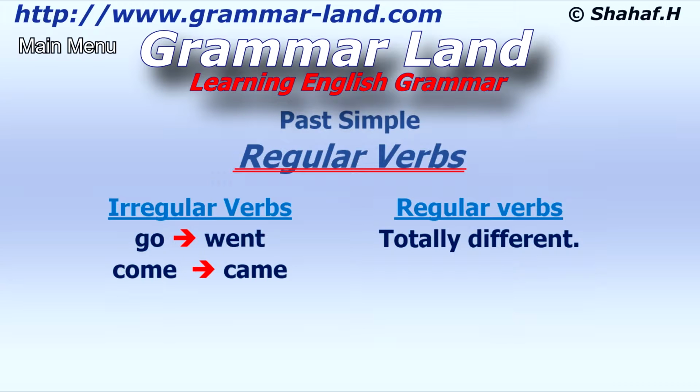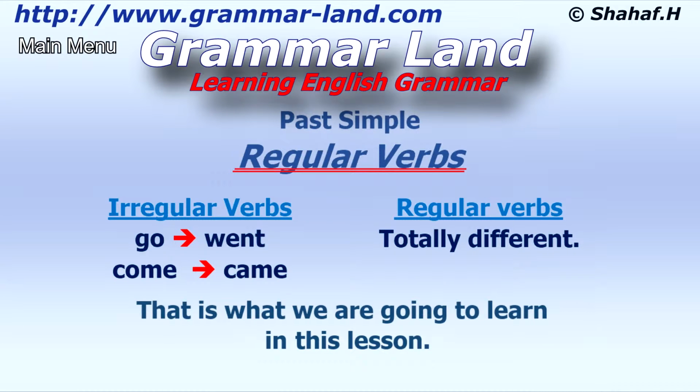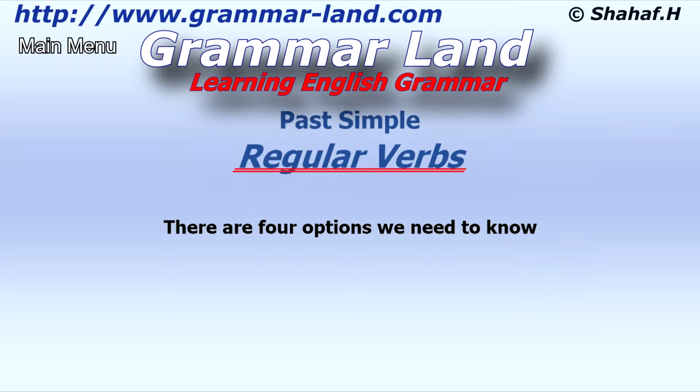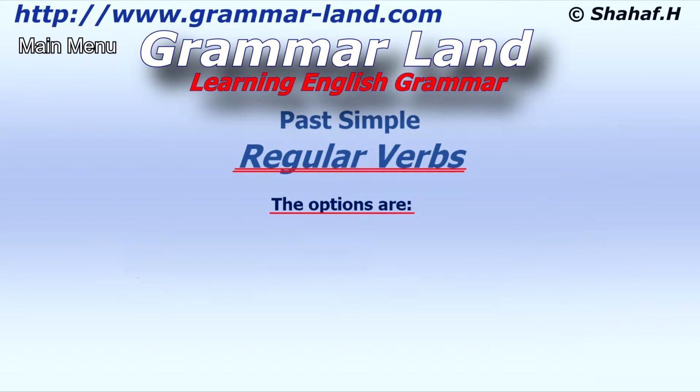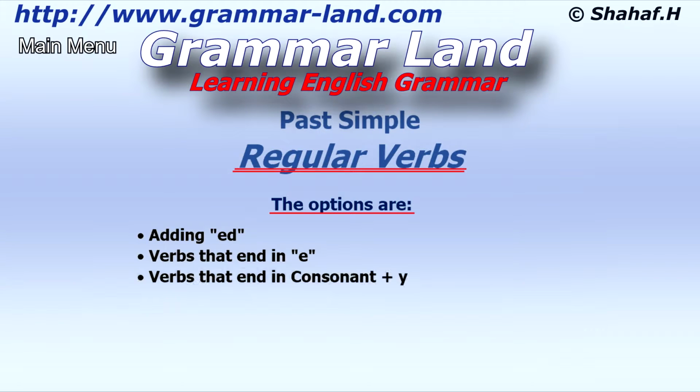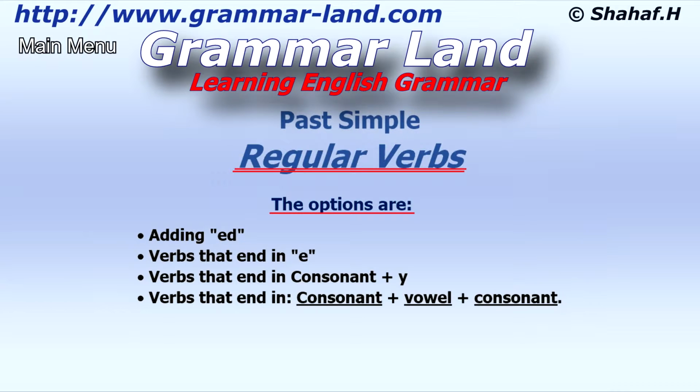Regular verbs are totally different. We turn the regular verbs into their past form in a different way. That is what we are going to learn in this lesson. There are 4 options we need to know. The first one is the usual case, in which we simply add ed. The second is how to deal with verbs that end in e. The third option is how to deal with verbs that end in consonant plus y. The fourth option, how to deal with verbs that end in consonant plus vowel plus consonant.